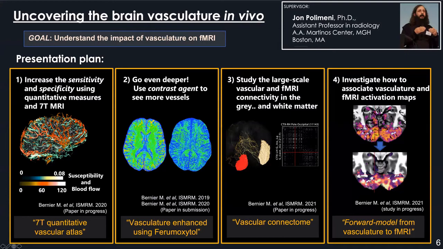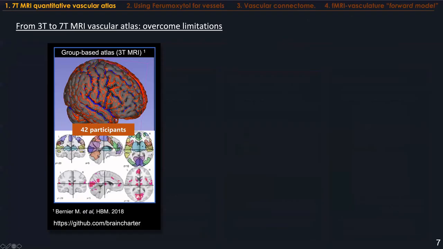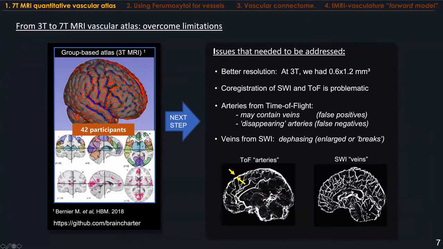And to do this, we developed a forward model that we think might be more useful than a trivial masking of the vasculature in those fMRI maps. So first, let's talk about this new atlas. So basically, I said that we needed to have a more informative version of the 3D atlas that we developed previously. However, what I mean by this is that there were some issues that needed to be addressed.